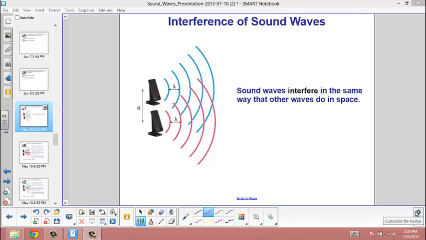Interference of sound waves. Sound waves interfere in the same way that waves do in space. If we look at this illustration, there are two speakers. We'll say speaker A and speaker B, speaker A being the top and speaker B being the bottom. Both of these speakers, when they emit similar sound waves of similar frequencies or wavelengths, the waves will propagate out, travel out in spherical shells.